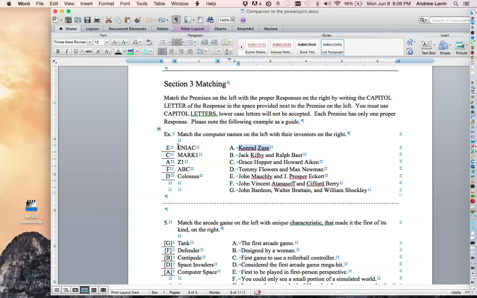When you do matching, an ideal matching would be to have at least 2 more on one side than the other. Reason being is, let's say I'll pretend F and G were not here.